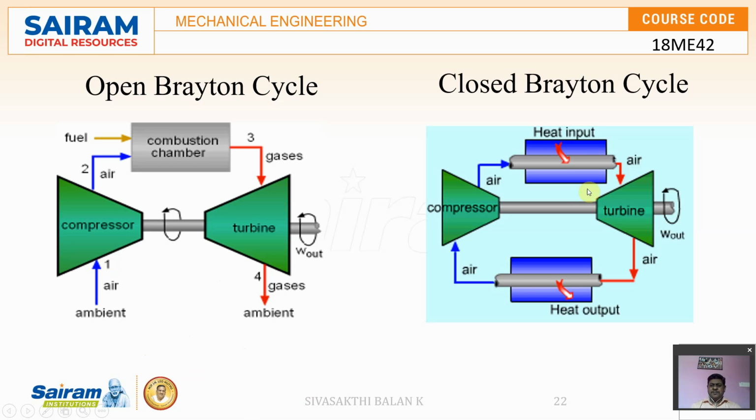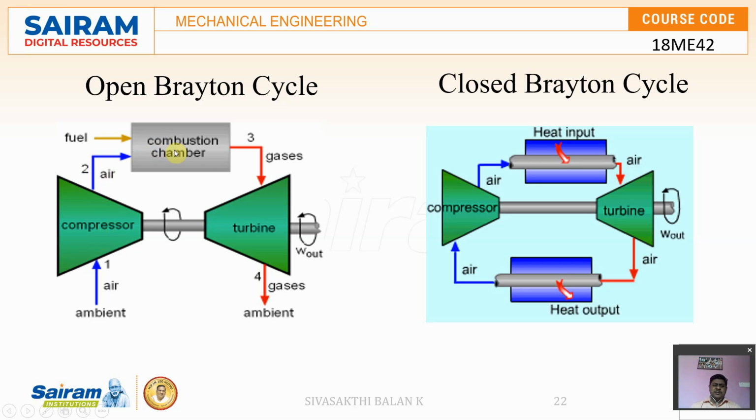Whereas on the right side, air is not taken from the surroundings; it is circulated inside the cycle or the process system. So it is called a closed cycle. In the open cycle, air enters from the atmosphere into the compressor, where it gets compressed. Because of the compressor, temperature and pressure increase. This high pressure, high temperature air is represented in blue color.